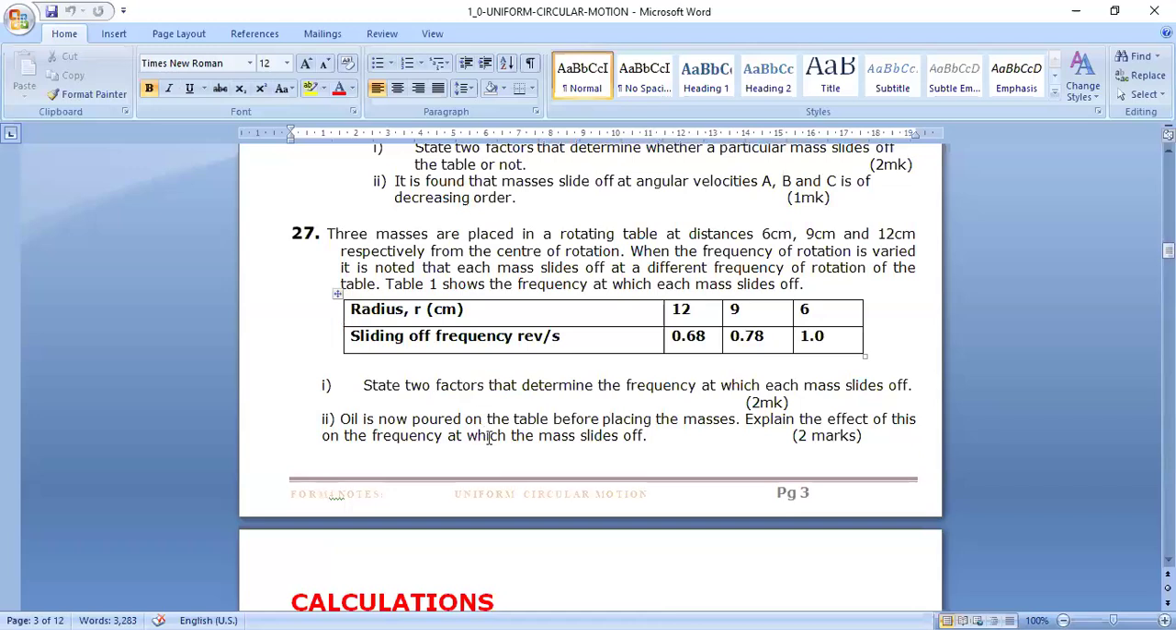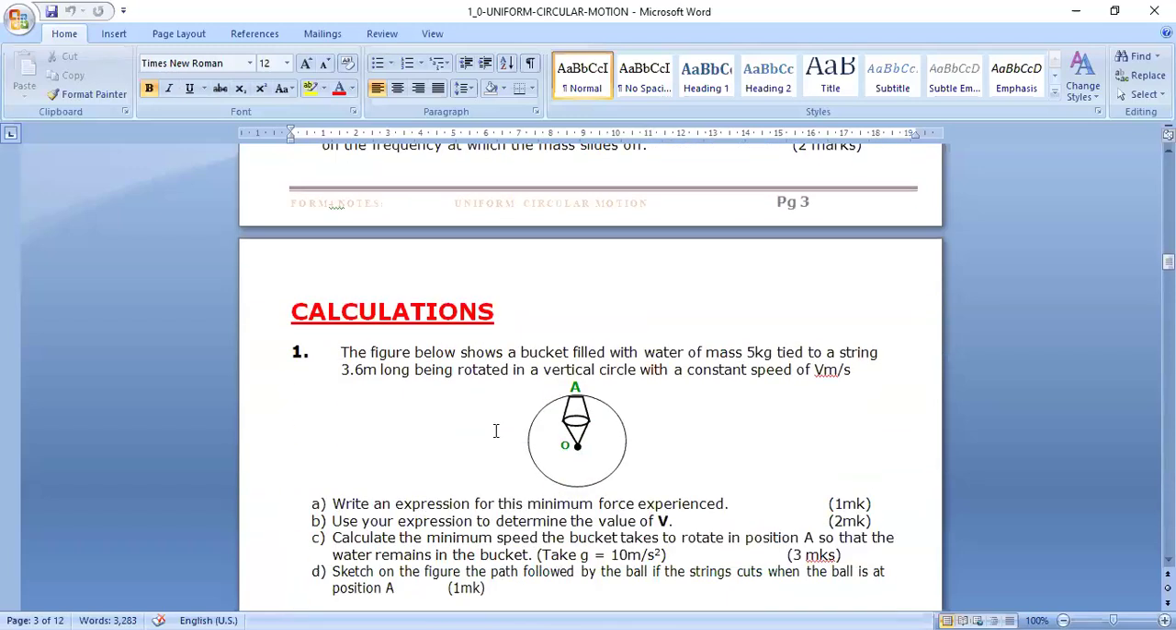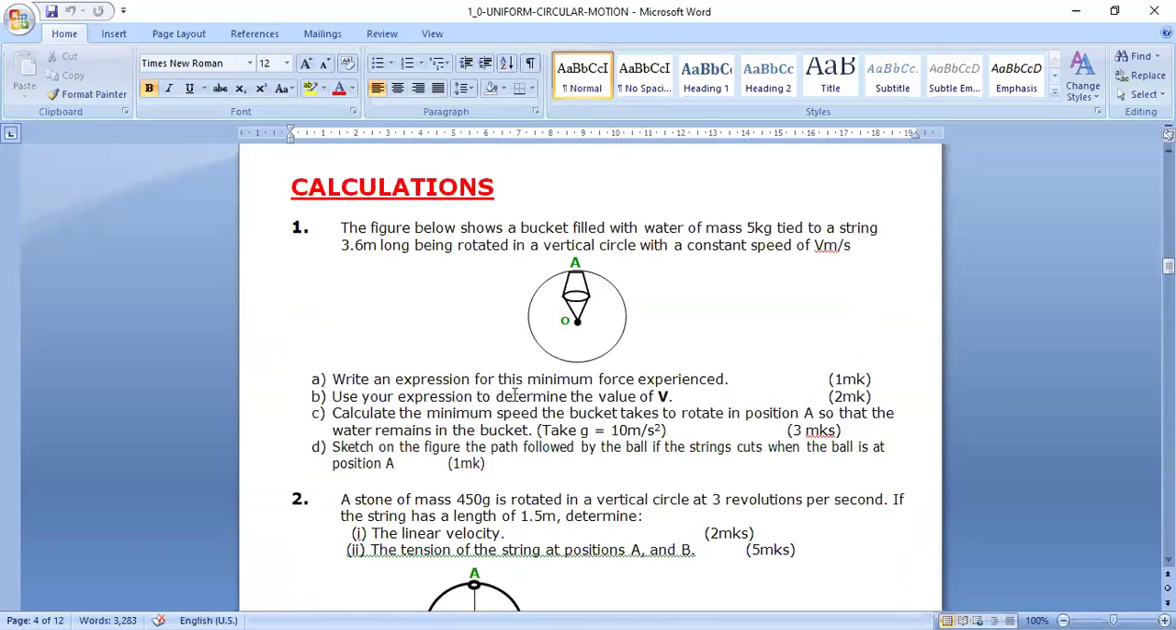27 is, I think some experiment there. Let's look at question 1. The figure below shows a bucket filled with water of mass 5 kilograms, tied to a string 3.6 meters long and being rotated in a vertical circle with a constant speed of v meters per second. Write an expression for this minimum force experienced.